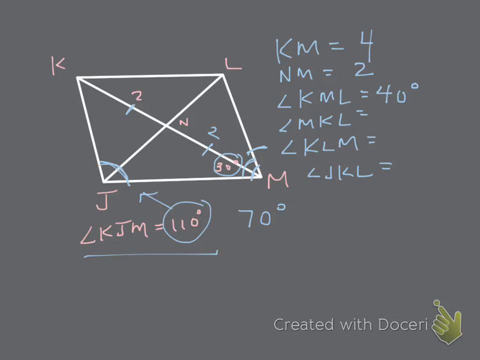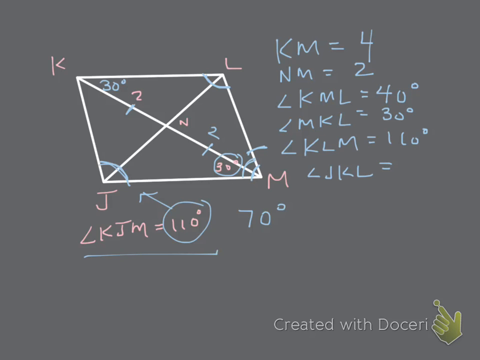Okay, MKL. MKL is going to be equal to 30 degrees. Again, knowing our properties of a parallelogram, they are alternate interior angles because you have your diagonal being a transversal of line LM and line KJ. And then KLM, that's this angle up here, the big angle. KLM is going to be equal to 110 degrees.